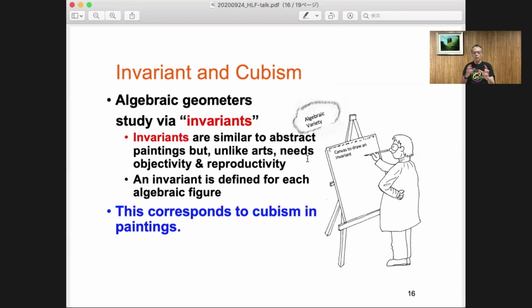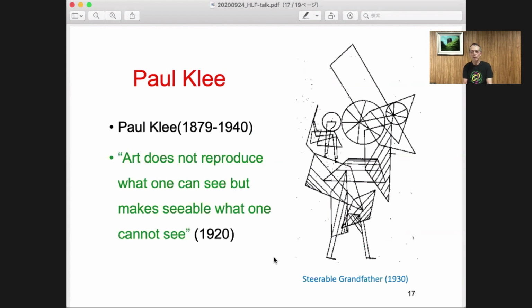And to draw an unseeable thing by something seeable is like cubism in painting. So here is an example of Paul Klee's picture. He said, art does not reproduce what one can see, but makes seeable what one cannot see. So this is a picture of a steerable grandfather. You can see the meaning. You can see a grandchild sitting on the shoulder of a grandfather and trying to steer. But these are made of simple figures, circles, triangles, and so on. And you can examine what the meaning of this triangle is, and it may mean something. It's like an extremal ray.